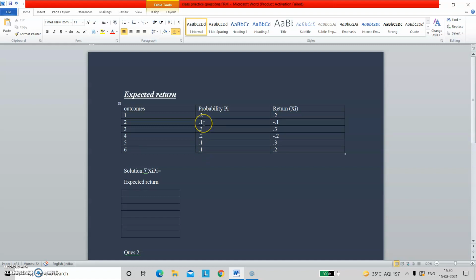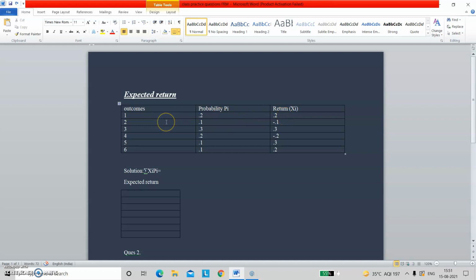So 0.2 plus 0.1 is 0.3, then plus 0.3 is 0.6, plus 0.2 is 0.8, plus 0.1 is 0.9, and then again 0.1 if we add to it is finally 1, right? So now if we look at the return, we can see if outcome 1 comes as a result, the return might be 20%, right?